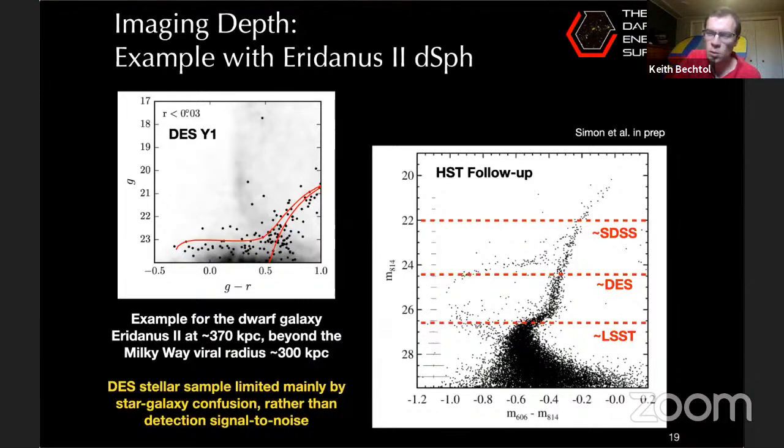What's interesting about DES is that we're getting into this regime of depth where we're actually limited primarily by star-galaxy confusion rather than by the detection signal to noise. So what I mean by this is that there's such a large number of galaxies in the distant universe that are faint and small enough that they appear unresolved, and it's a challenge to separate the stars in our halo from those distant galaxies based on morphology, and even their colors in many cases are similar to the stars. So this is the challenge that we face with DES right now.